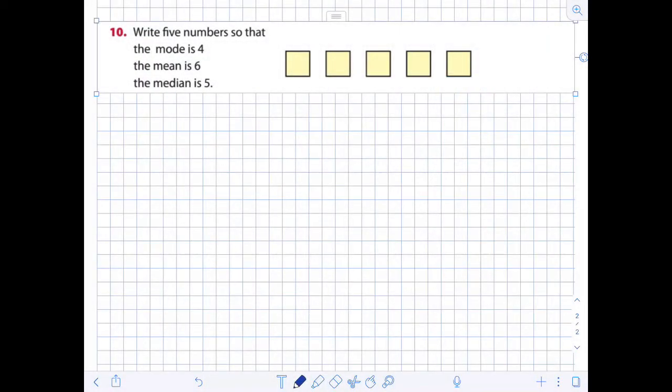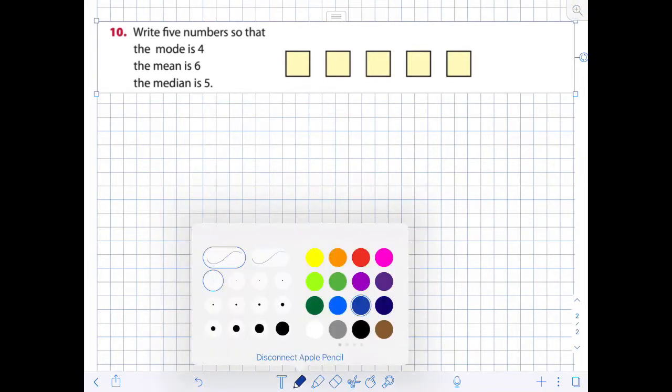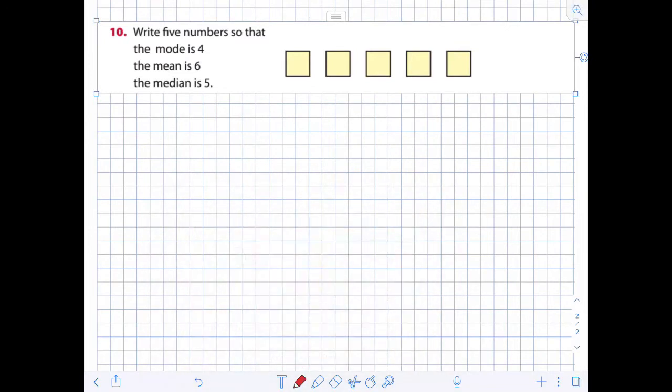The question was, write 5 numbers so that the mode is 4, the mean is 6, and the median is 5. And they gave us some spaces there. They gave us 5 different spaces that we can write in. So let's think about this. There's some clues here. Mode is 4, mean is 6, and median is 5. Median is 5. That's where we're going to start, okay? So the median is 5. That means that this one here must be a 5.